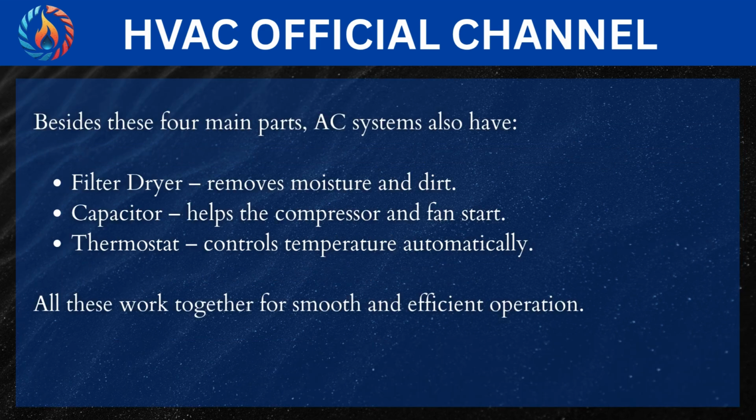Besides these four main parts, AC systems also have a filter dryer, which removes moisture and dirt. A capacitor, which helps the compressor and fan start. A thermostat, which controls temperature automatically. All these work together for smooth and efficient operation.